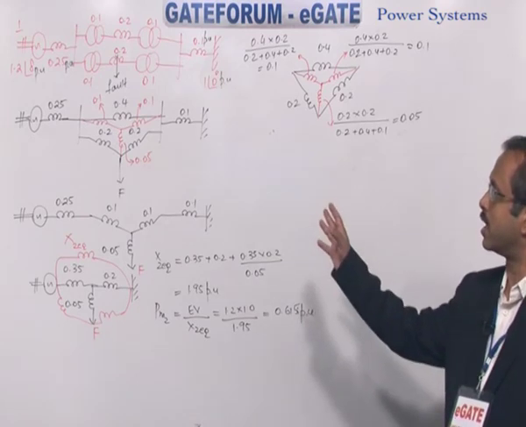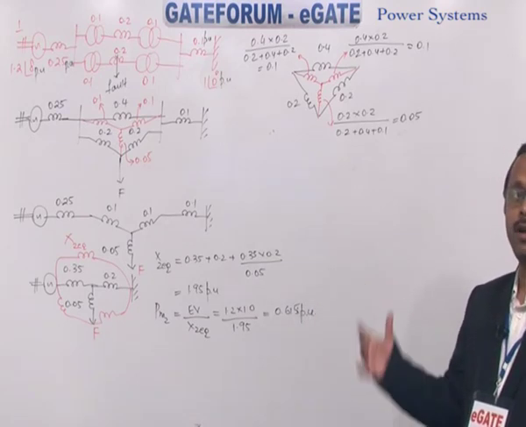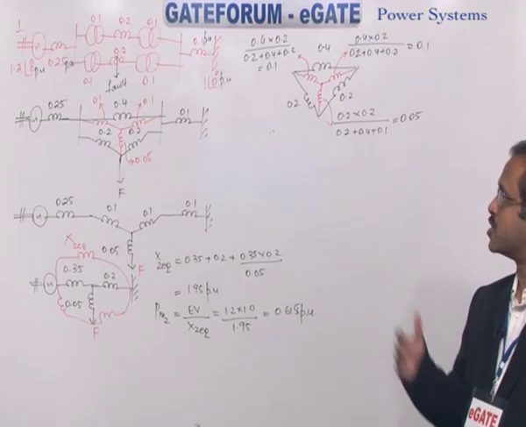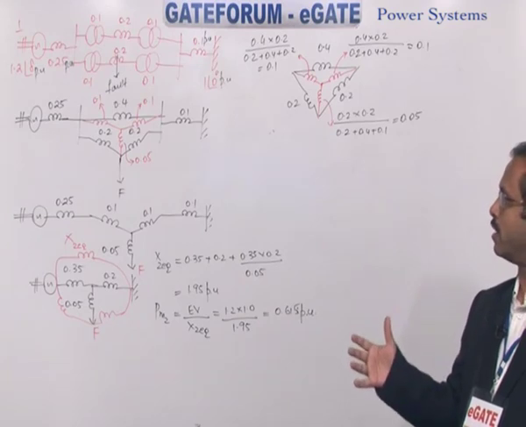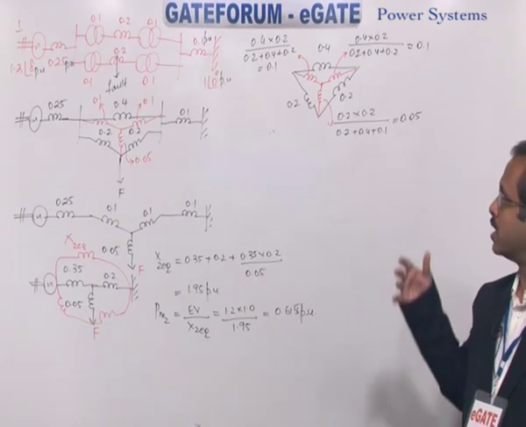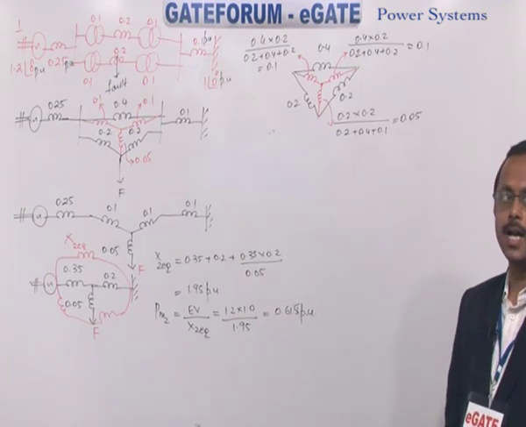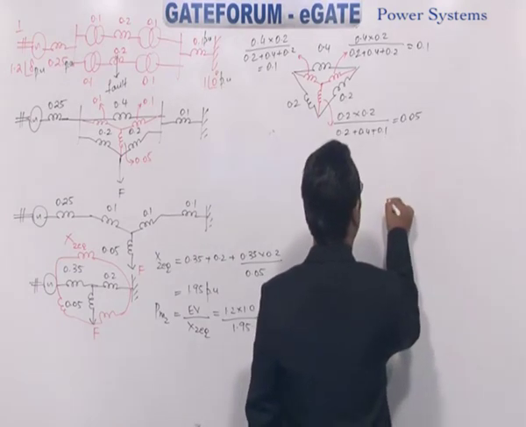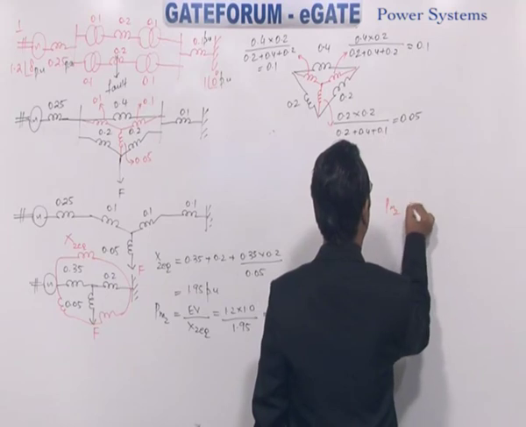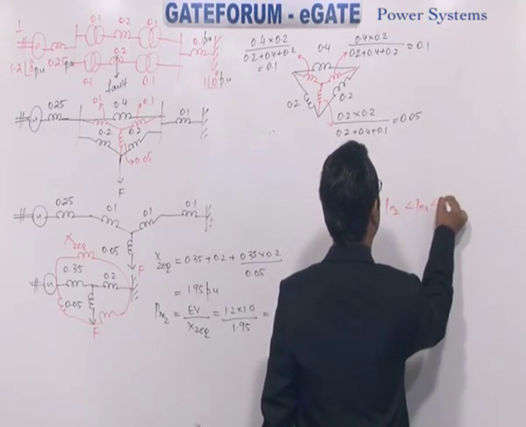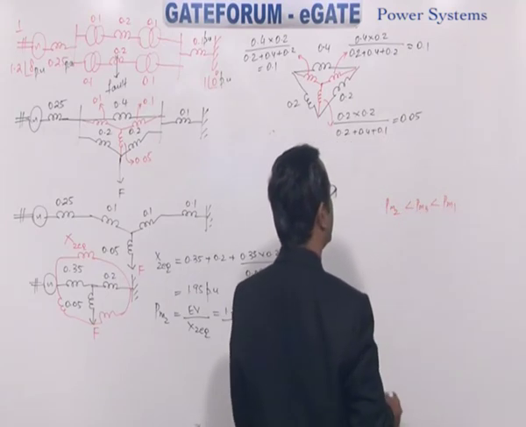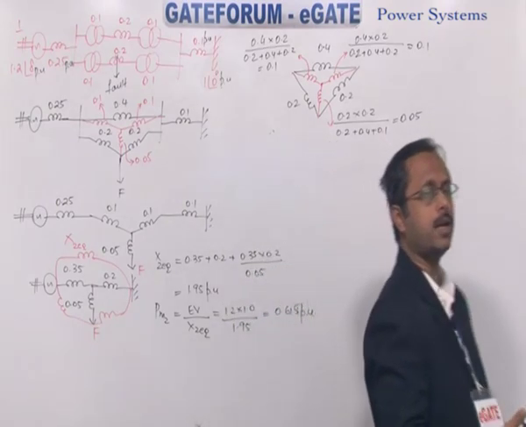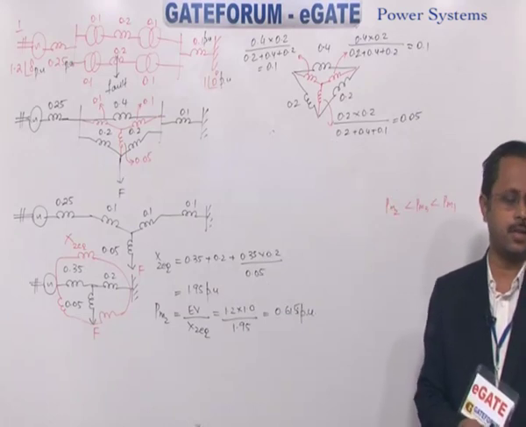So this is how you analyze whenever a fault occurs in the middle of a transmission line, that is before fault, after fault, during fault. What is the maximum power that is transmitted? Again you can verify the answers here. You get PM2 less than PM3 less than PM1. This relation is satisfied for any numerical values or for any data given in the question.